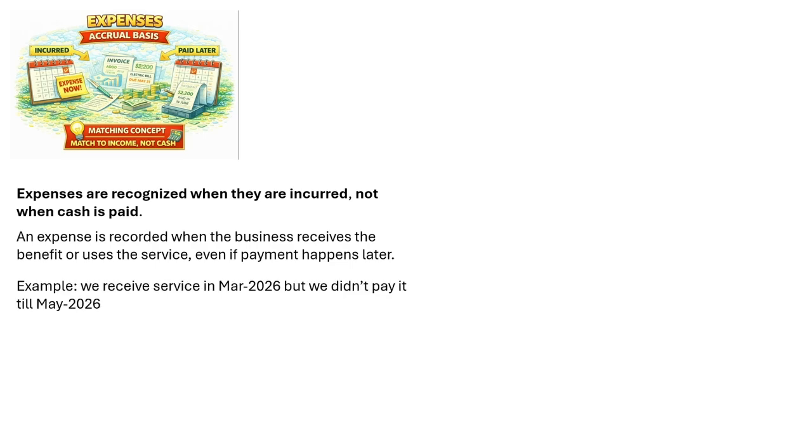Let's take an example. We received a service in March 2026, but we didn't pay for it until May 2026. The journal entry in March is a debit to rent expense because it belonged to this month and we got the benefit from it, and we credit rent payable because we didn't pay yet. It goes to current liabilities because it's a liability that we're going to pay in less than 1 year.